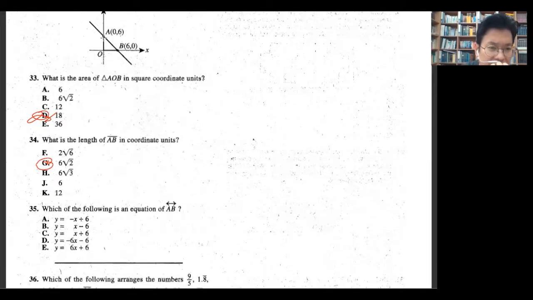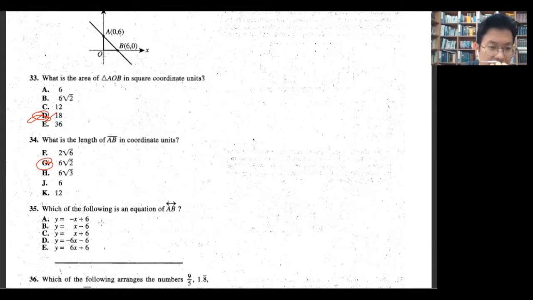This area. Base times height divided by 2. Base is 6. Height 6. 36 divided by 2, 18. Length of AB, we do the Pythagorean theorem, 6 root 2, or you just multiply, because this is a 45, 45, 90 triangle, then you just put root 2 at the end, that's the thing.